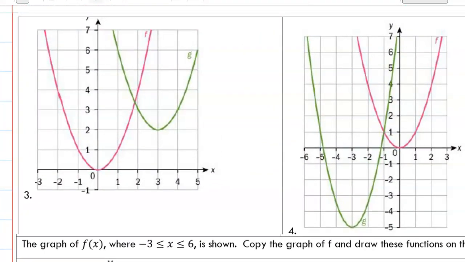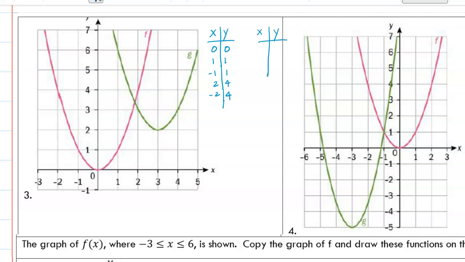Let's take a look at the next one. Okay, here is the parent function. Let's go ahead and write the points of the parent function. I have a 0, 0, and a 1, 1, negative 1, 1. I could put a 2, 4 if I want. I could put a negative 2, 4 if I want. And then let's look at the transform functions. First of all, our vertex moved to 3, 2. Okay, 0, 0 to 3, 2.